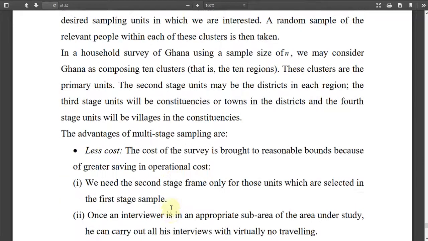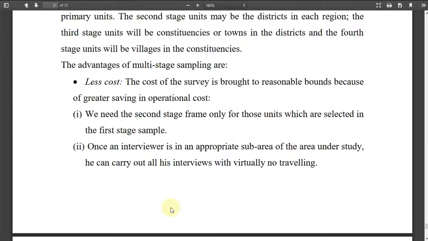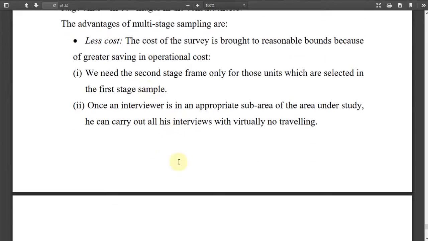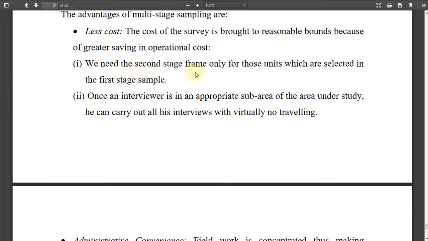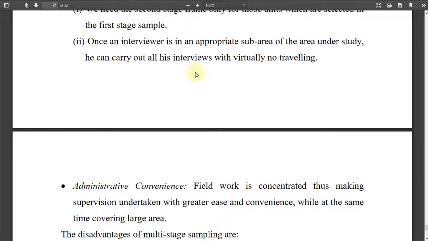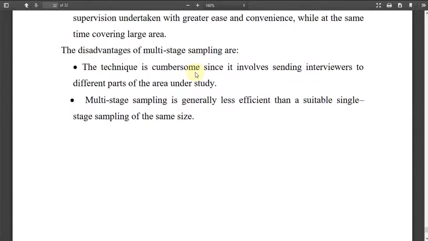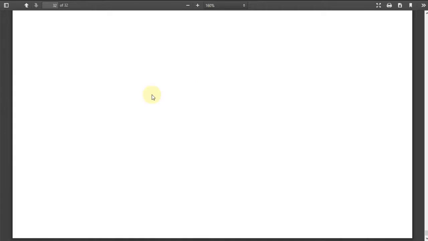So these are the advantages: less cost, and a lot of other things. And these are the disadvantages. Go through that and then we'll be fine.